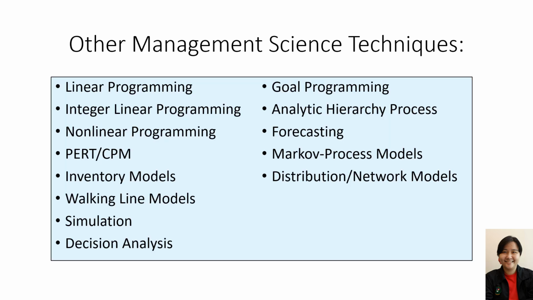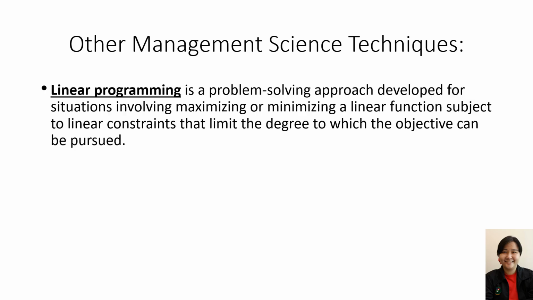The following are the other management science techniques that can be used to help make better decisions. Let us look at the definition of these techniques in the subsequent slides. First is linear programming, which is a problem-solving technique in order to maximize or minimize a linear objective function which is subject to certain constraints.